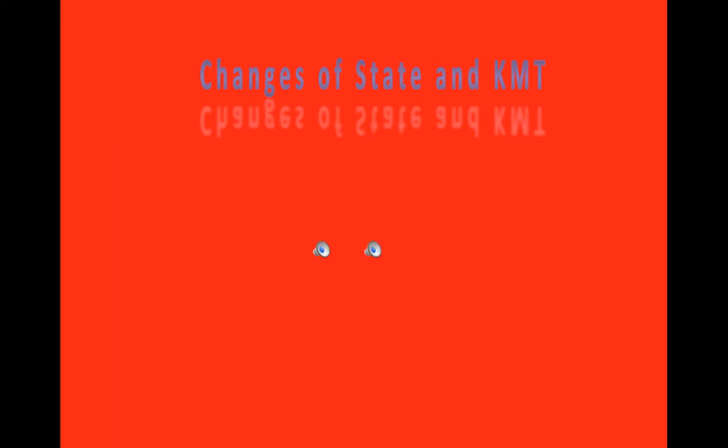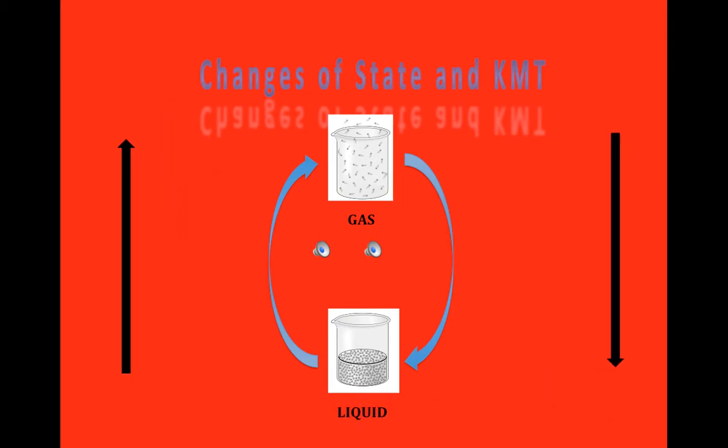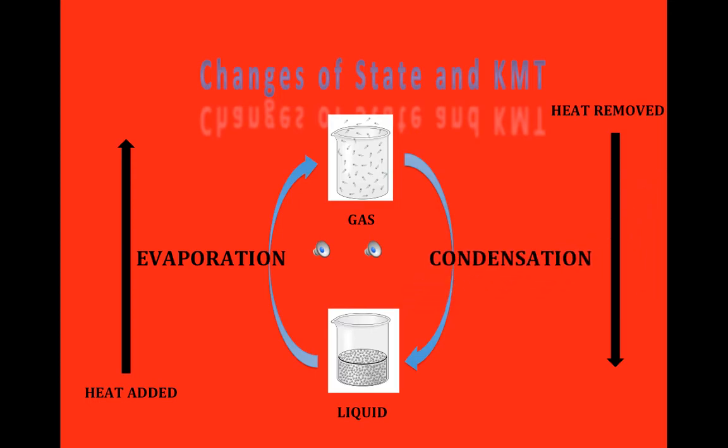Now we're going to do the same thing between liquids and gases. So there's our liquid or gas. On the left, we're going to add heat, and on the right, we're going to remove heat. We know it's called evaporation on the left, going from liquid to gas, and condensation going from gas to liquid.